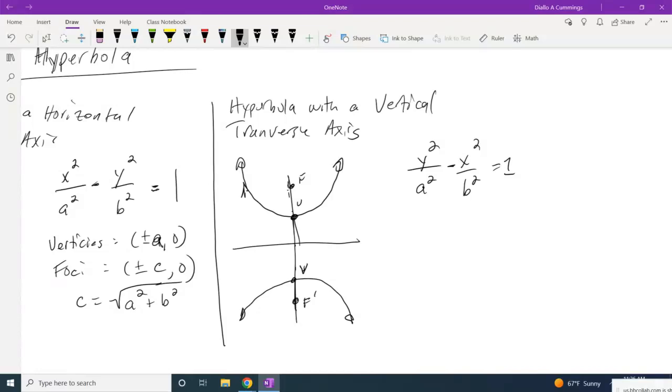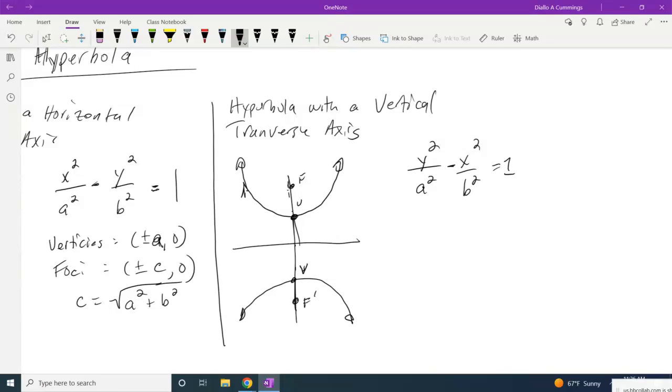Here again, there is no stipulation that a has to be greater than b or b being greater than a. The only stipulation is if you see a minus in between these two terms, the variable that comes first determines your axis.